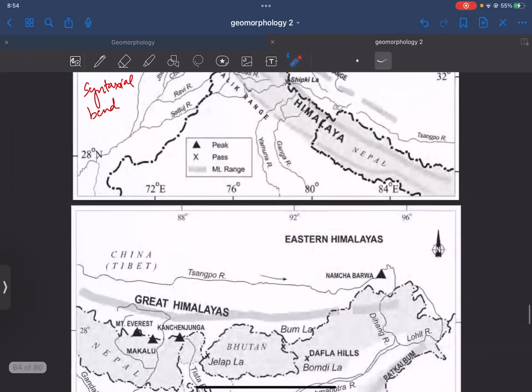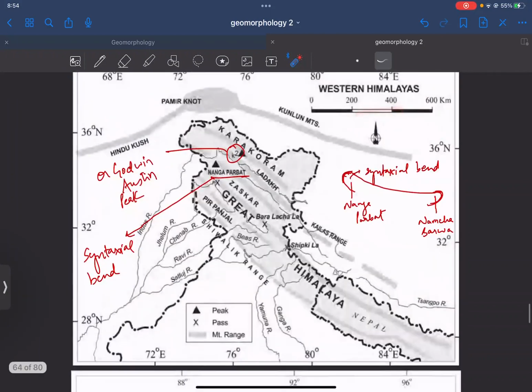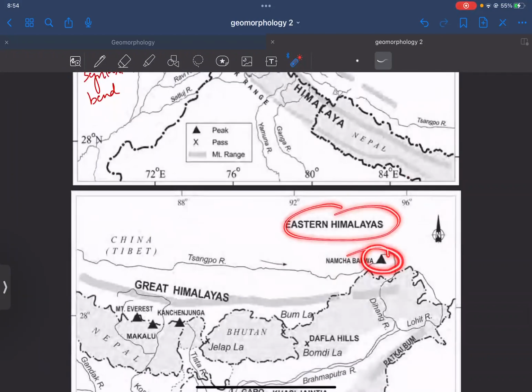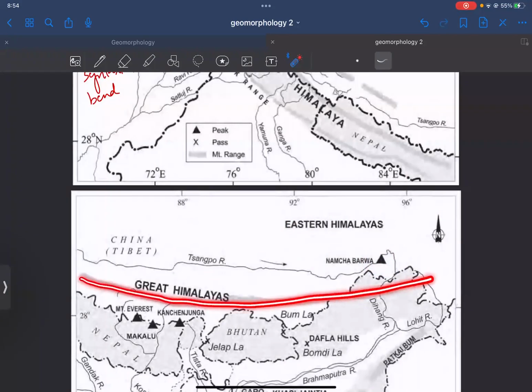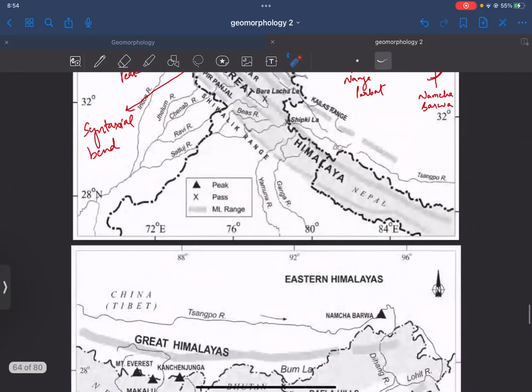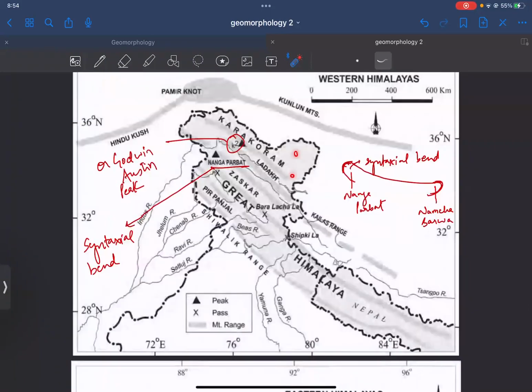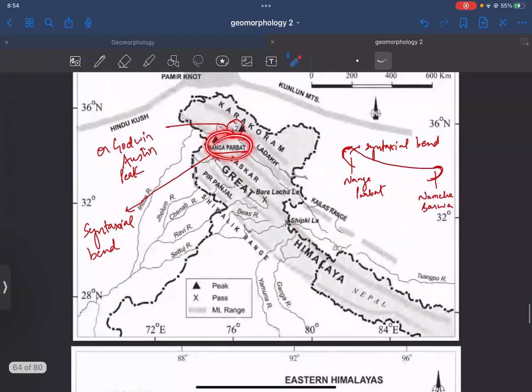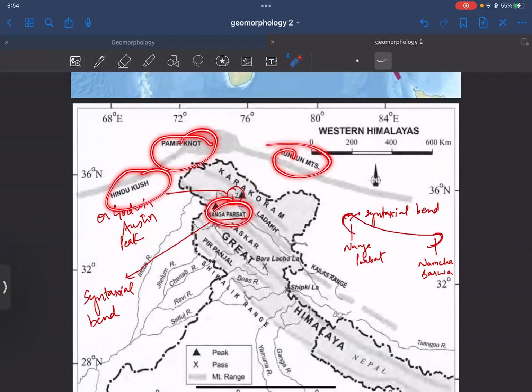So here, this is the Western Himalaya. We move towards the Eastern Himalayas. Namcha Barwa, the Great Himalayas is continuing, right? I hope you will remember this. Karakoram, Ladakh, Zaskar, Kailash Range, Great Himalaya, Nanga Parbat, Pamir Knot, Kunlun Mountains, Hindu Kush.